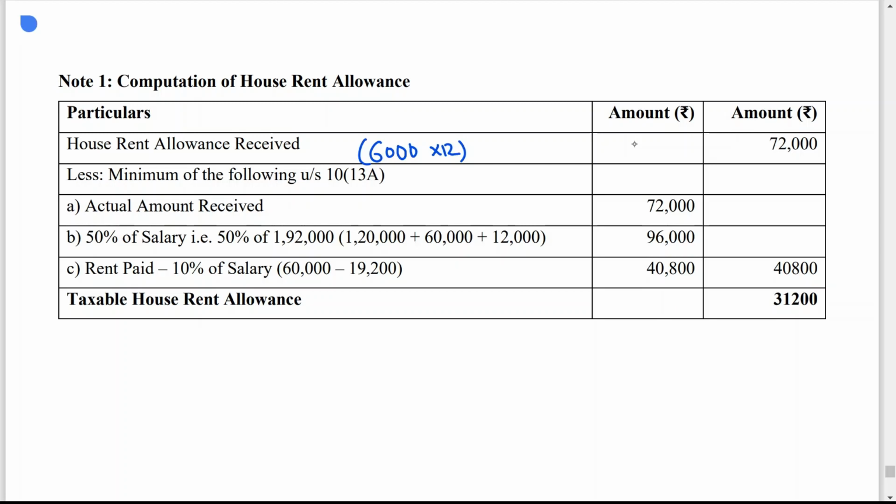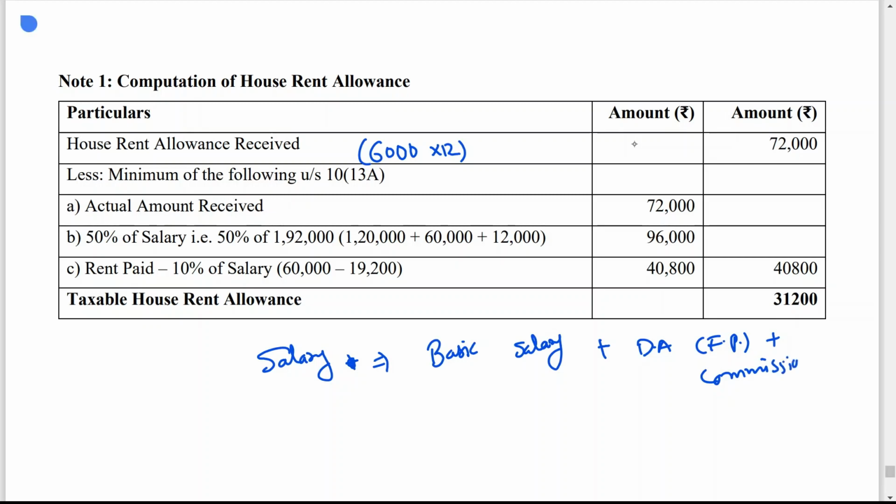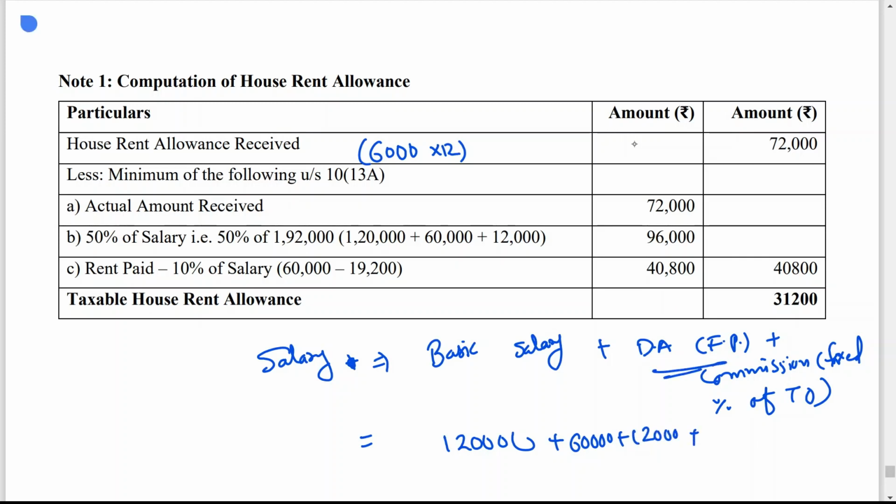Now how is this 1,92,000 arrived at? Because here salary means basic salary plus DA forming part of salary plus commission that is a fixed percentage of turnover. So here basic salary is 1,20,000 plus DA and DP. Dearness allowance is 60,000, and dearness pay is also given, so 12,000 you have to add. DA means both, and nothing is said whether it is forming part or not, so you have to consider that it is forming part.